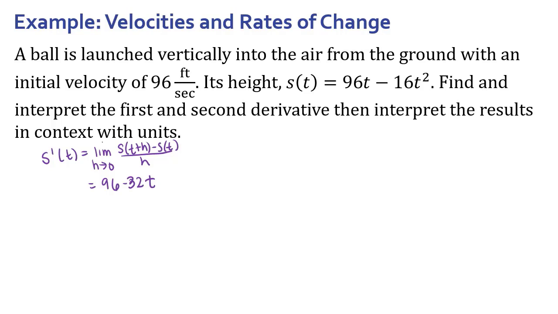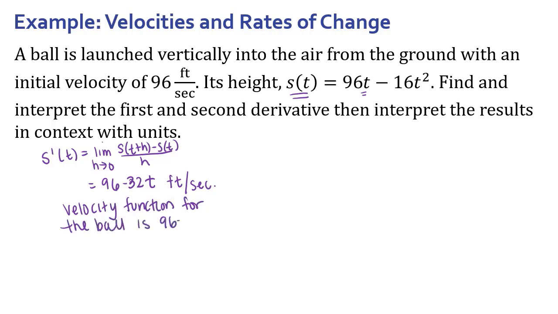So the first derivative is, again, the change. If I'm looking at my units, the y values are in feet, so it's the height. The input values are t, which is in seconds. So this means the velocity function for the ball is 96 minus 32t feet per second.